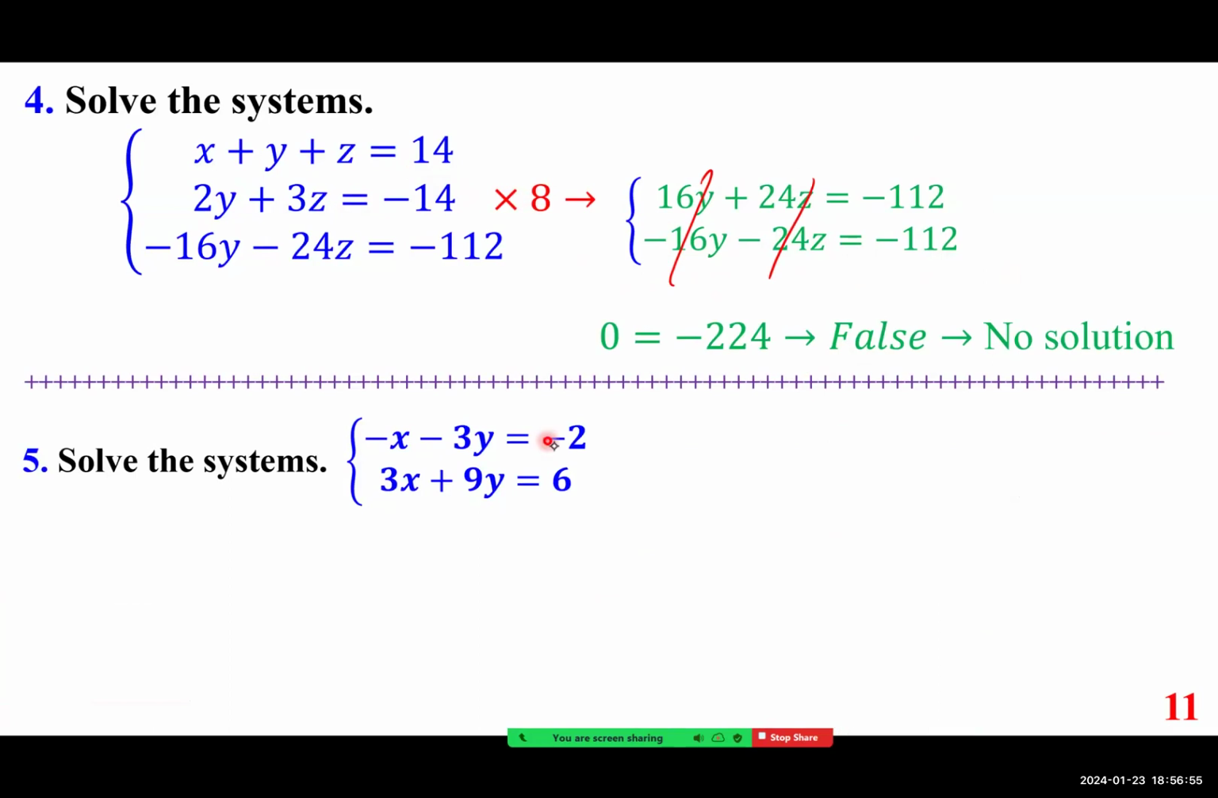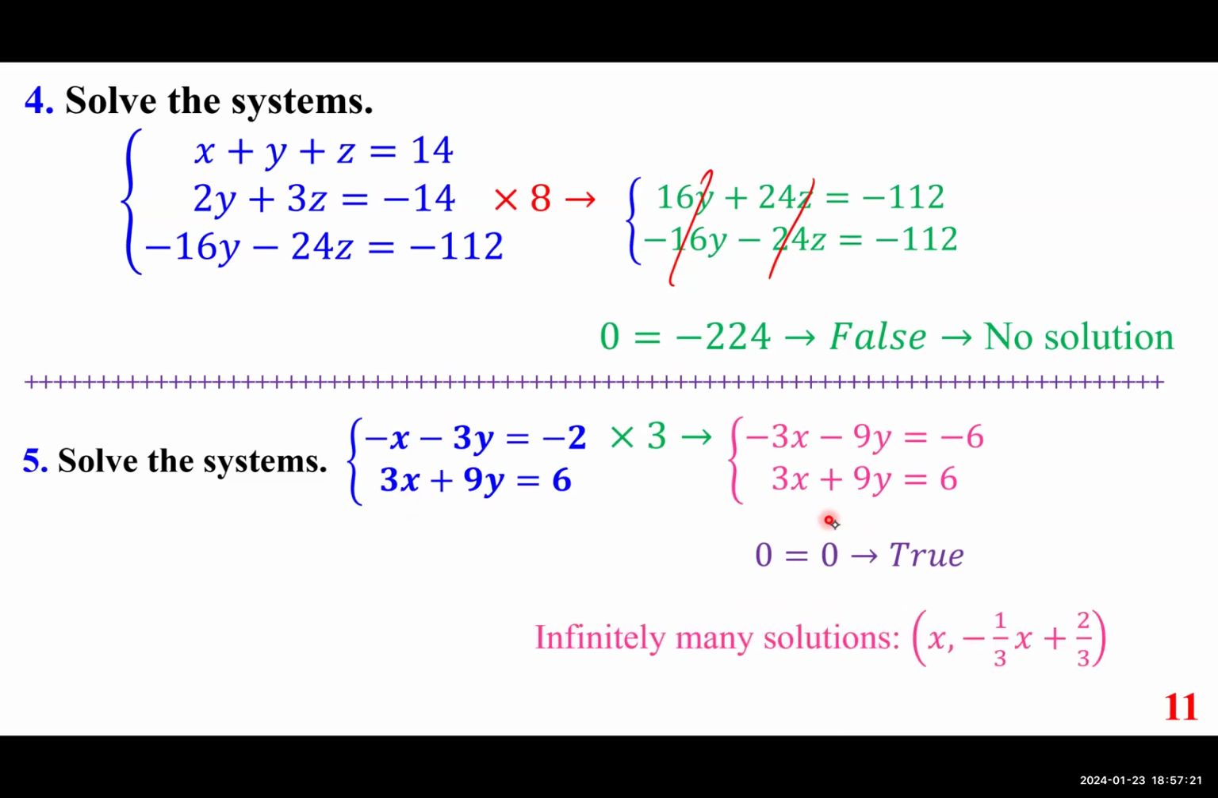This one, if I multiply this one by 3, I can get rid of the x. So let's multiply by 3, and this becomes minus 3x minus 9y, and this becomes negative 6. As you can see, everything cancels out. So you get 0 equals 0, which is a true statement. And that means we have a dependent system with infinitely many solutions.